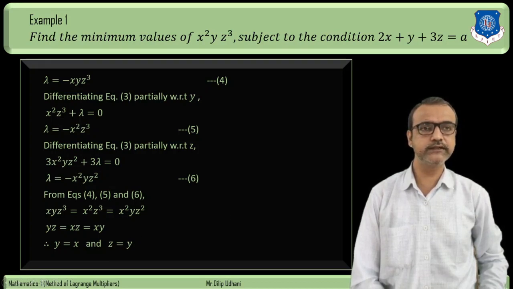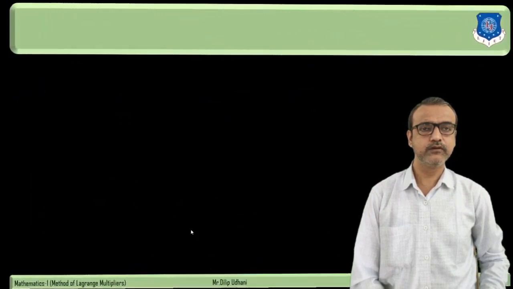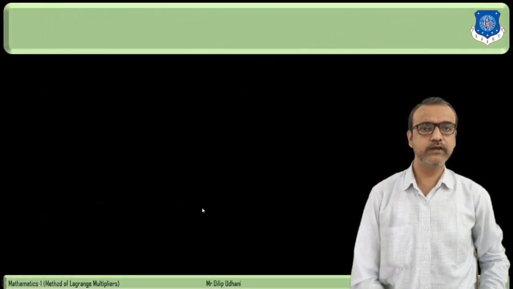So in the given condition, that is 2x plus y plus 3z equals a, we will replace y by x and z by x. By doing so, we will have the values of x, y and z.